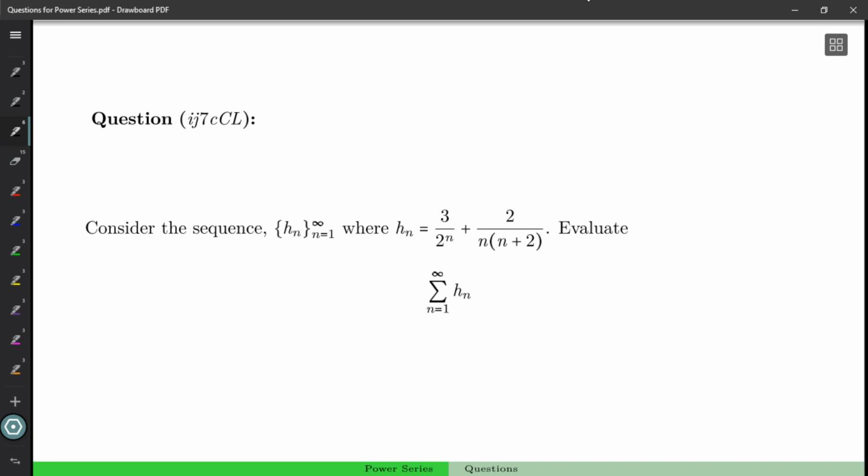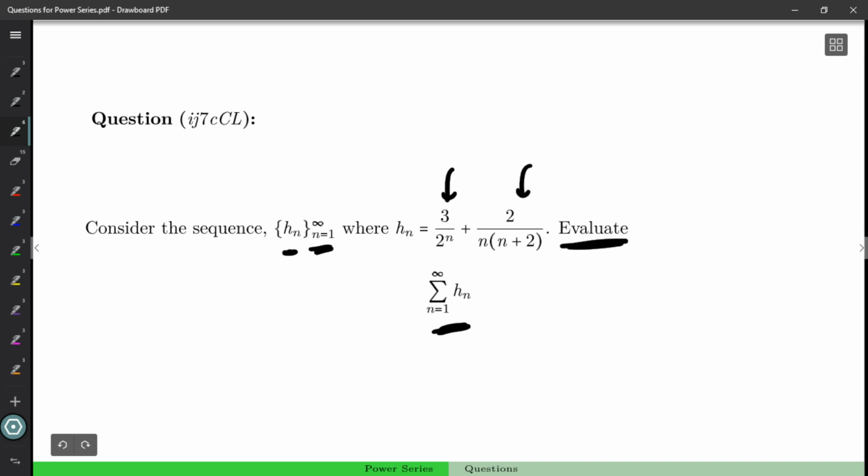Consider the sequence h_n, starting with n equals 1, where the nth term of h_n is 3 over 2 to the n, plus 2 over n times (n plus 2). We want to evaluate the series for the h_n's. So evaluate, which means at the end of this we are going to be able to say this equals 1, or something. I don't know if it's equal to 1.